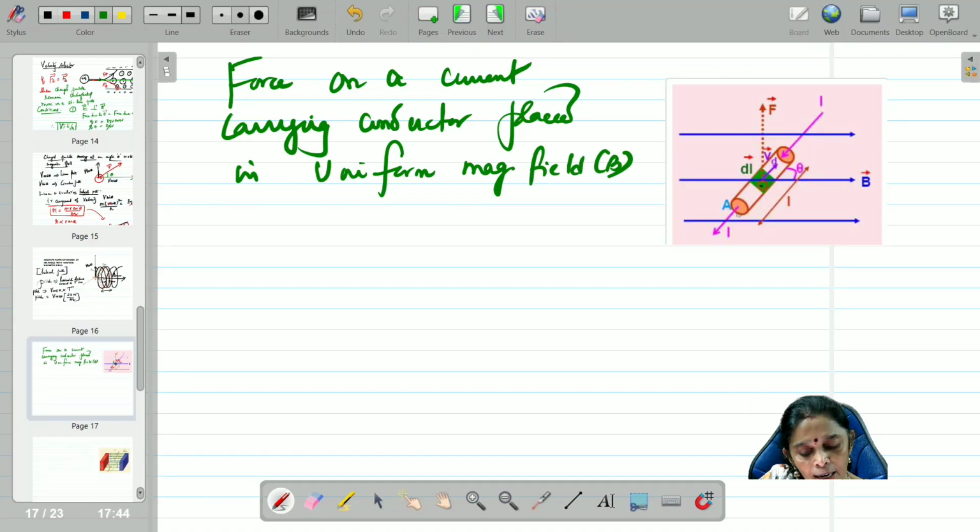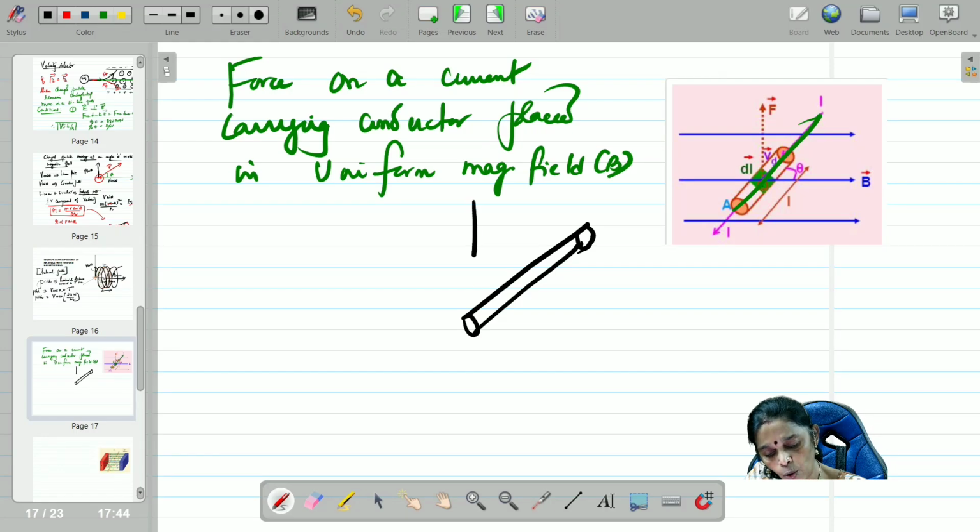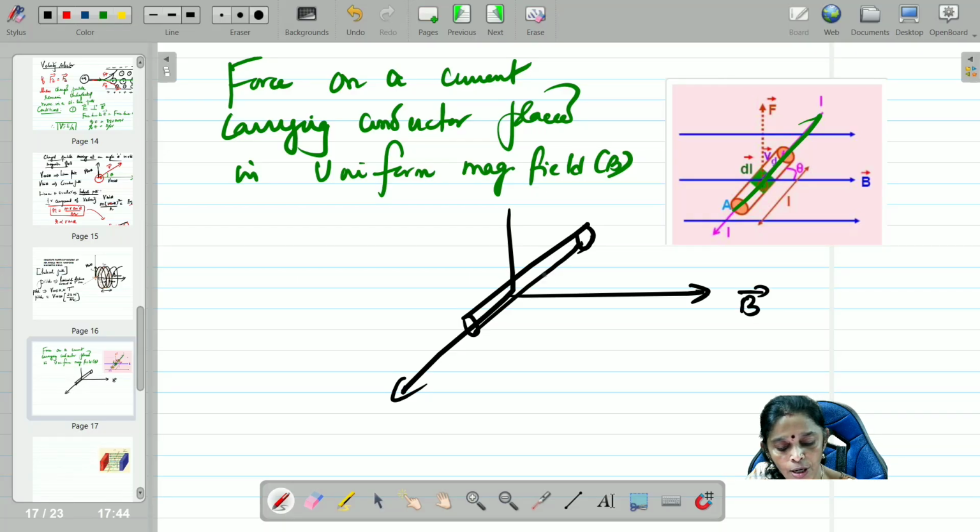See, this is the conductor I have taken. So same thing I am going to draw here. So this is the conductor. Now this conductor is going to be placed in an external uniform magnetic field, which is acting in this direction at an angle theta. Current is flowing in this direction.